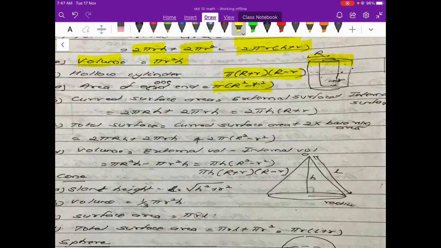Then for finding the curved surface area, now remember there are two surfaces, internal and external, so it will be 2πRh and 2πrh. So if we combine, this becomes 2πh(R + r). This is the curved surface area of the hollow cylinder.